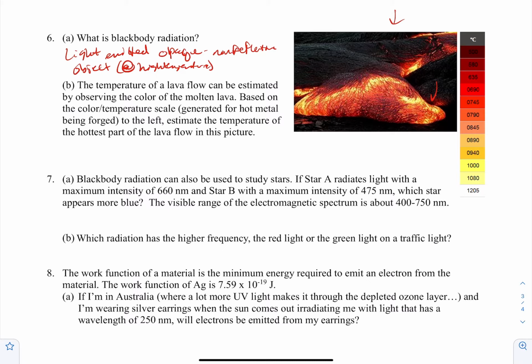All right, the temperature of a lava flow can be estimated by observing the color of the molten lava. Based on the color temperature scale generated for hot metal being forged to the left, estimate the temperature of the hottest part of the lava flow in this picture.